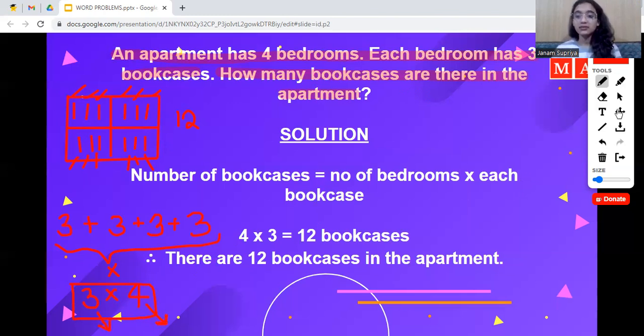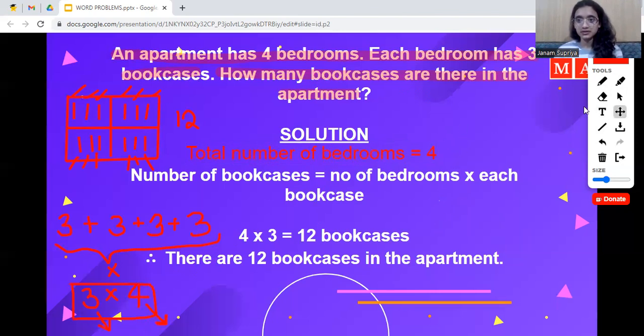Let's see how we can write it down. First of all, before we start any question, we need to write the given part. Here I am writing it down as total number of bedrooms equal to 4. Then let me write it down here.